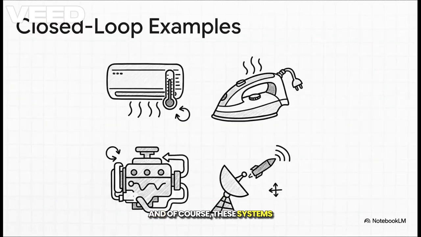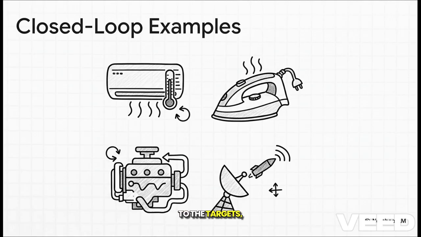And of course, these systems are also everywhere. Your home's air conditioner is the classic example. An automatic iron turns its heating element on and off to maintain the exact temperature you picked. Your car's cooling system is constantly working to keep the engine from overheating. And yeah, even a missile tracking system is just constantly comparing its position to the target's, making thousands of micro adjustments to stay on course.